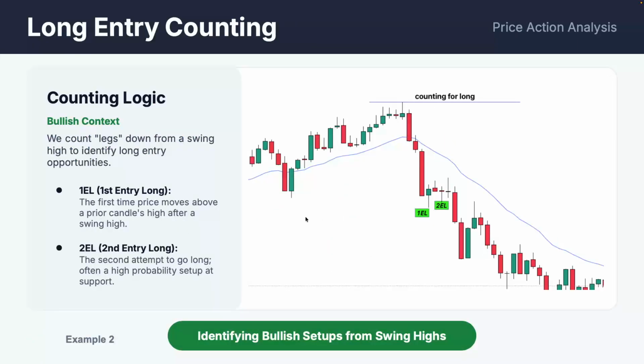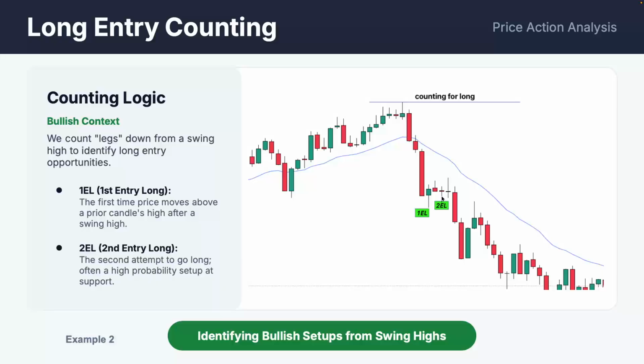Here again you can see that we are counting for long from the swing high. This bar's high was broken by the next bar. So this is the first entry long, the first time a bar high was broken counting from this swing high. So this is marked as first entry long. Then the second time, this bar's high was broken by the next bar. So this bar is marked as second entry long.